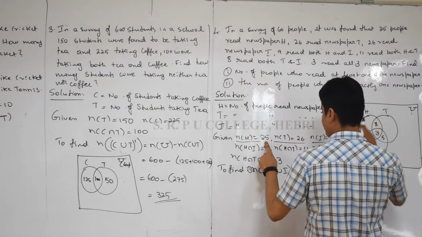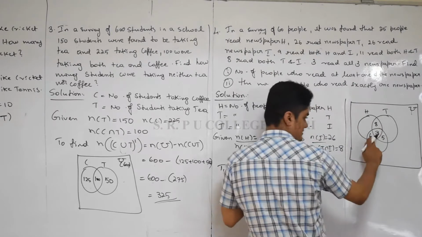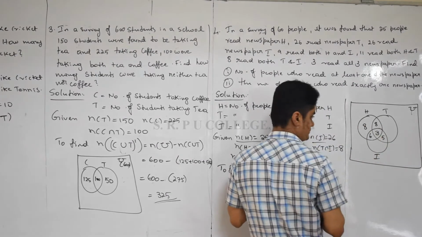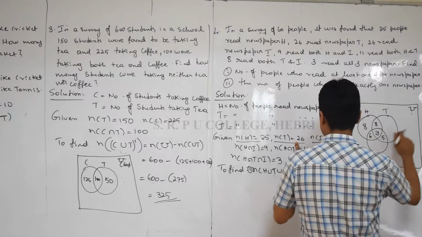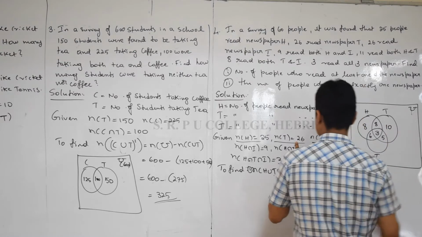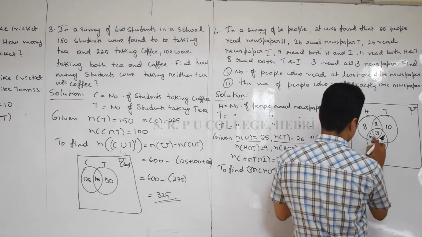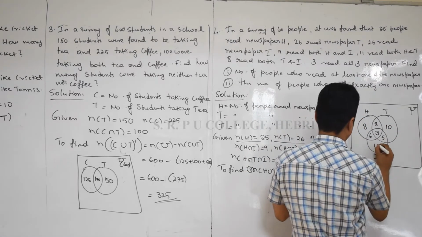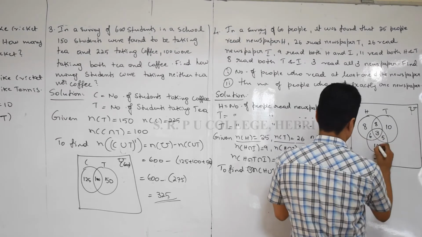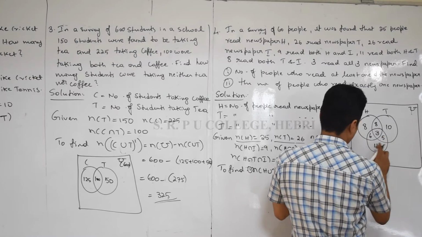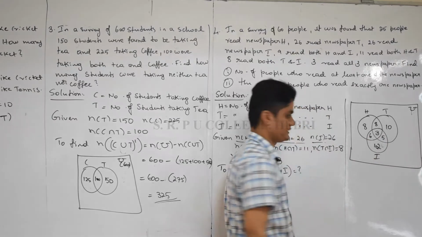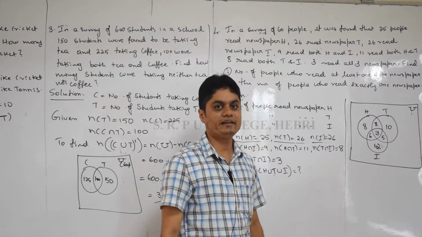So n of H is 25, already 11 plus 17 is there, right? 25 minus 17 means 8, correct? n of T is 26, 11 plus 5 is 16, so 10 should be written. n of I is also 26, here 9 plus 14, so 8 plus 14, here 12 should come, right? 12, 18, 21, 26, perfect. Fill. The Venn diagram is completed.